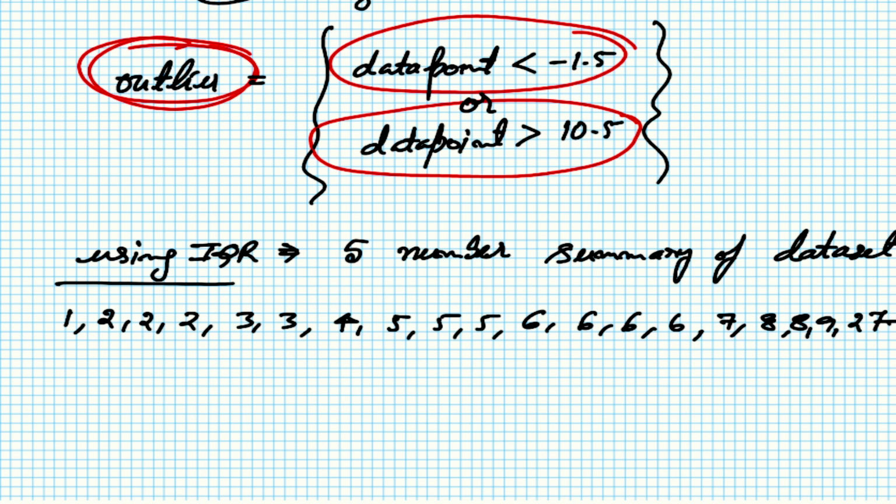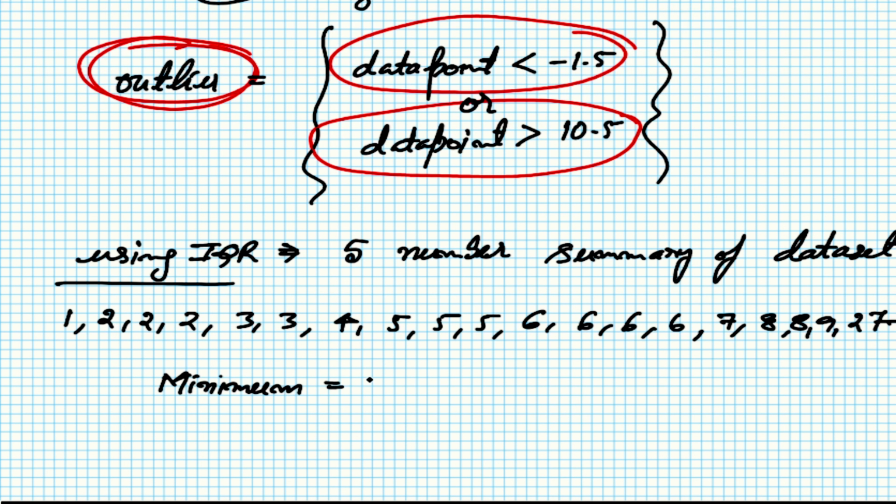All right, so let me try to write the 5-point summary of this data set. Once you understand that, you can do that for any data set. The first one is called the minimum value that I have. What is the minimum value you have here? The minimum value I have here is 1.